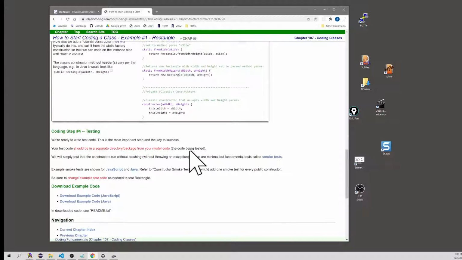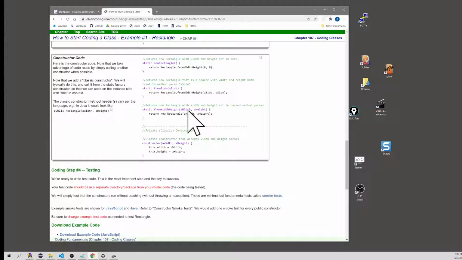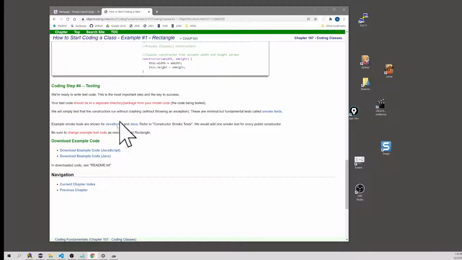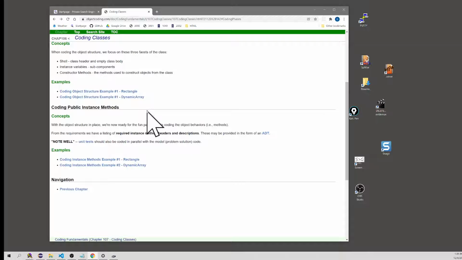And the fourth piece, and the most important, is right away we can start testing. I mean, we don't really have a lot of behavior in our object, but we do have constructability. We can check to make sure that they can be constructed. So here's some information on that. And this whole page is downloadable right here in examples in JavaScript and Java. And if you want something a little bit more complex, but same pattern, you can also look at a dynamic array sample.